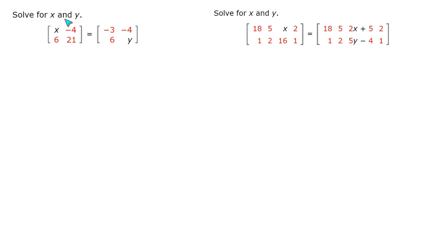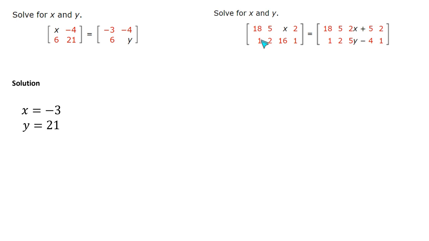It says solve for X and Y. Okay. So here, all we know is that this matrix is equal to this matrix. How do we know that they're equal? Because the equal sign is here. That means that whatever I see on this side, negative 4, should be the same thing on this side. And if I have a 6, it should be the same thing here. So here I have X is equal to negative 3. So that means that X is going to be negative 3 and 21 is equal to Y. So that tells me that Y is 21. Okay, so this one was okay. There was no adding or subtracting that we had to do.